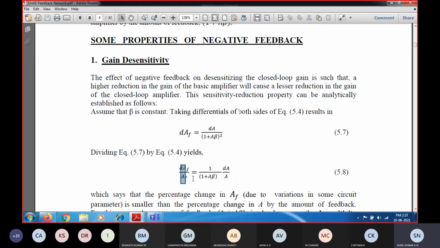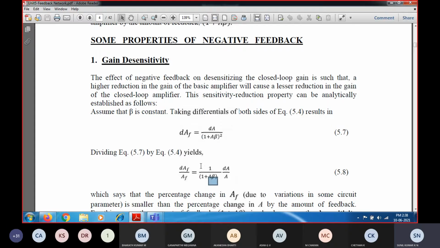So when you employ negative feedback, you can observe that any change that occurs in the amplifier will be reduced. Upon feedback, you will be having 1 over 1 plus A beta. You know that 1 plus A beta is very much greater than 1, so if any small change occurs, it is going to have only this much impact, 1 over 1 plus A beta.